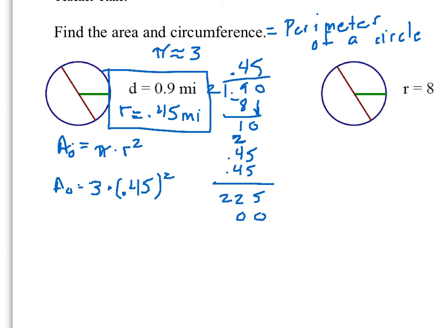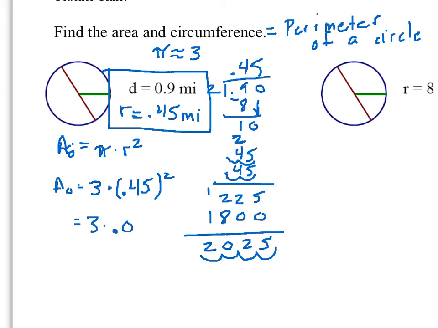4 times 4 is 16, plus 2 is 18. Let's carry the 1. I have 1, 2, 3, 4 decimal places, so I need 1, 2, 3, 4 decimal places in my answer. So I have 3 times 0.2025.